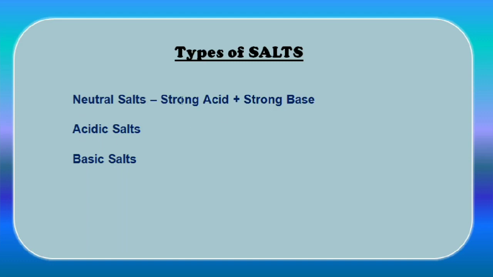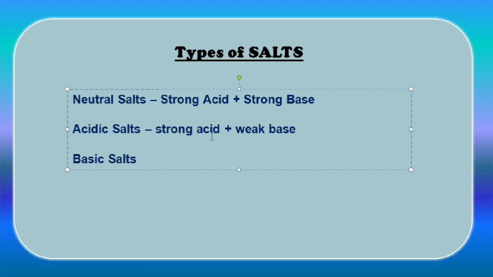Neutral salts are formed when a strong acid and a strong base are added to each other. Then it forms neutral salt. Whereas acidic salts are produced when a strong acid reacts with a weak base.